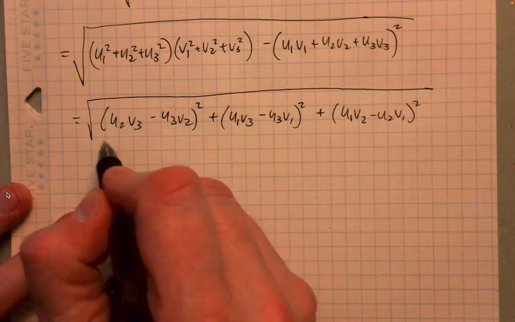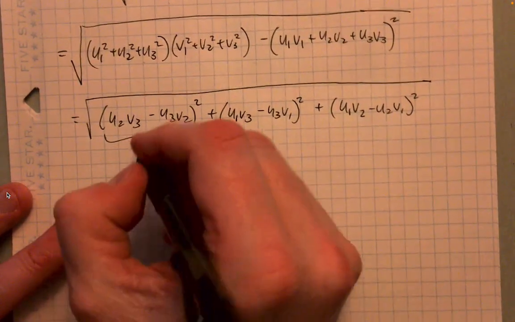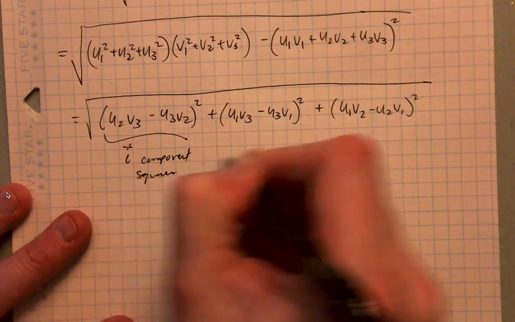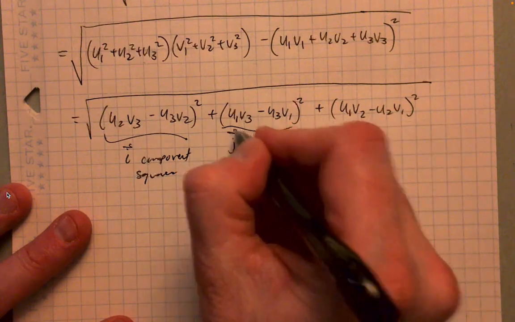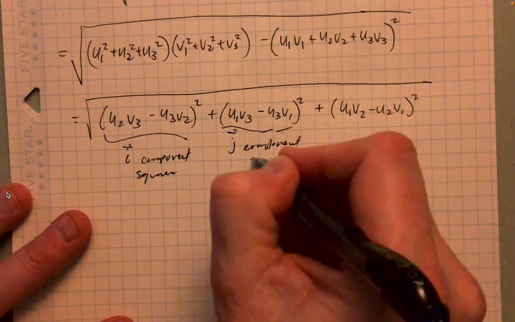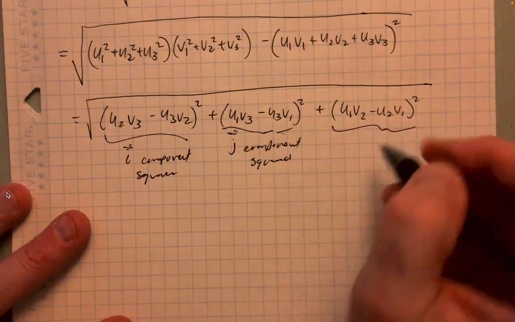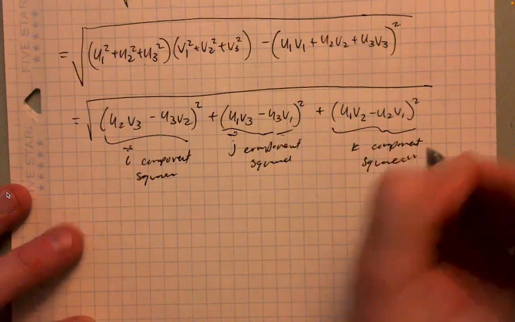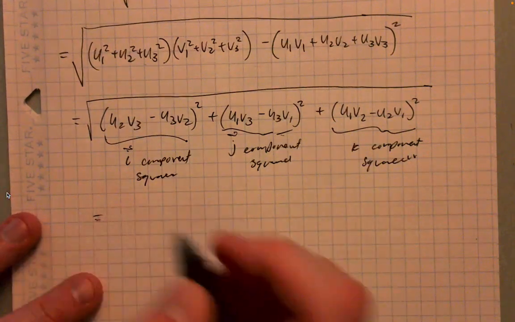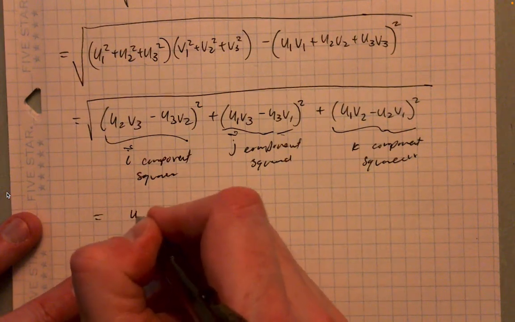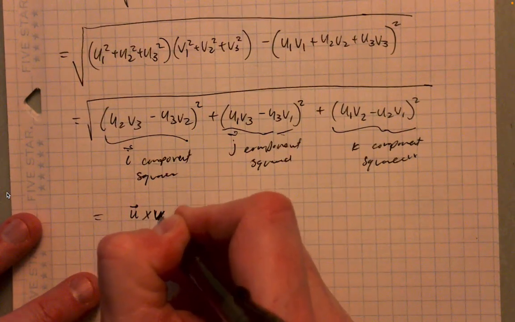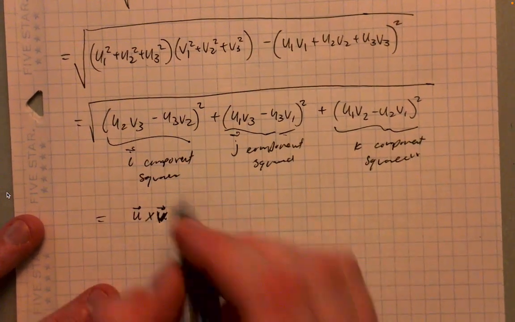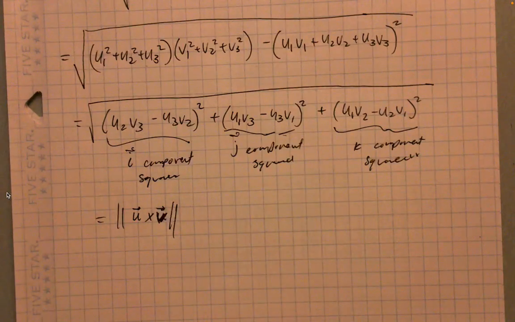And then, of course, you can see that this is the i component squared. This is the j component squared. And this is the k component squared, right? And so what you've done here is you've got your u cross v. It's a new vector. It's going to have an i component, a j component, a k component, and all you've done is square them and take the square root. So you've identified the norm.